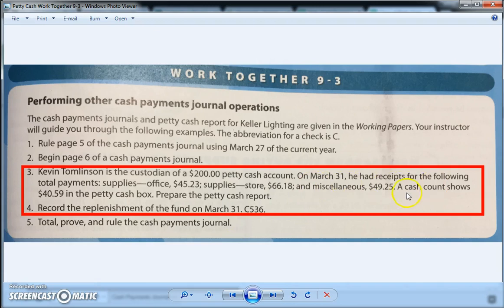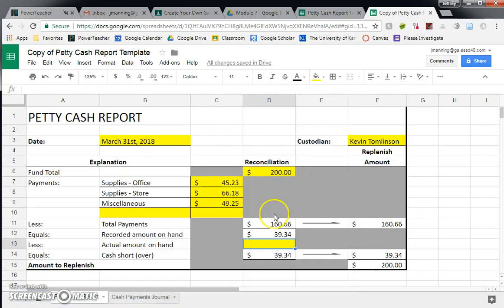So remember, when Kevin opened it up, he had a cash count of $40.59. So we have to put that amount right here, $40.59. Okay. We should have had $39.34. We actually had $40.59. We had more than we should have. This is called a cash over.